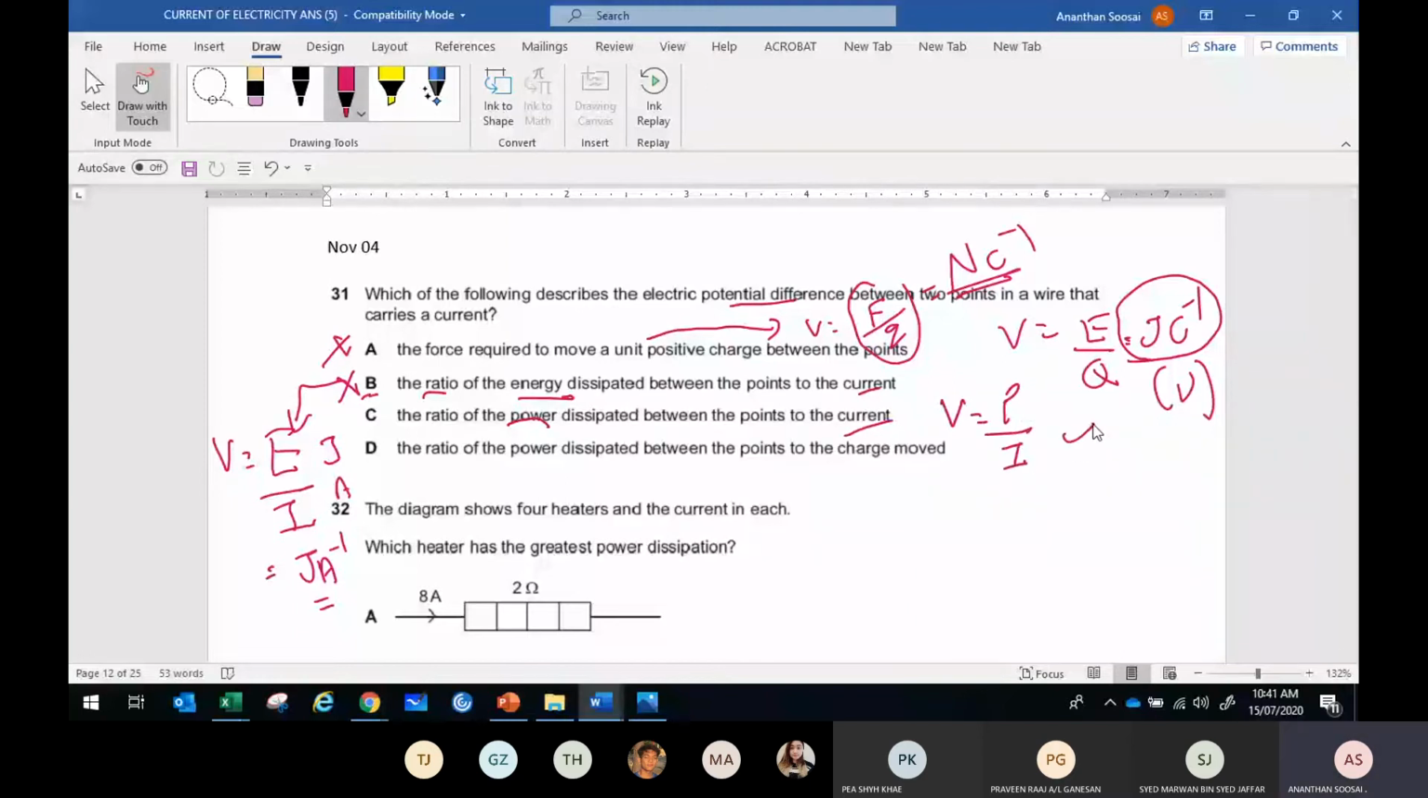This makes sense, right? You know this formula, right? P equals IV, right? We bring the I to the other side, it's P equals IV. So C is the correct answer.